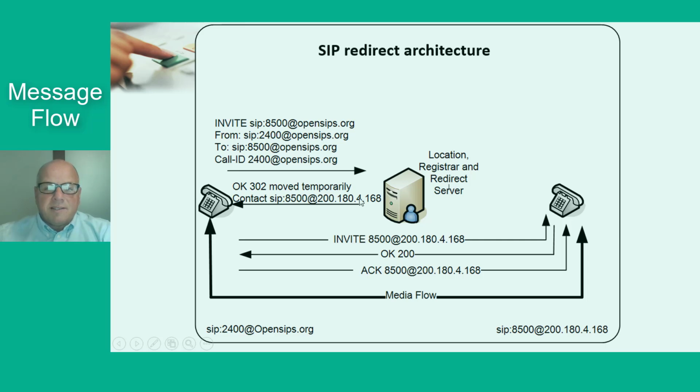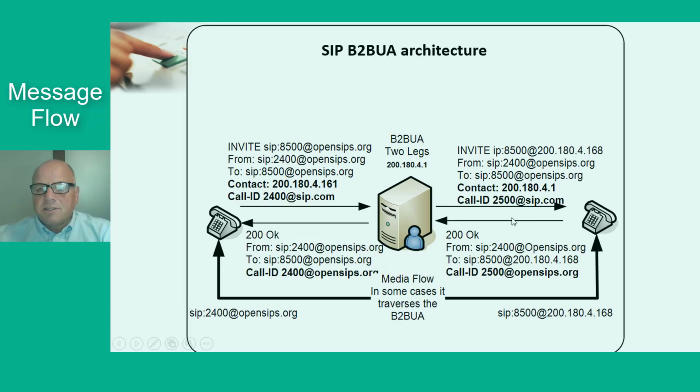So it sends a 302, and then this phone will use this information here to contact the other phone. The third architecture that I want to present you is the back-to-back user agent architecture. It is the architecture present on most PBXs. FreeSwitch and Asterisk use this type of architecture. You have a two-leg call.